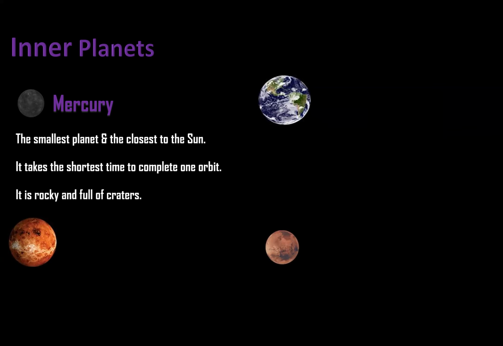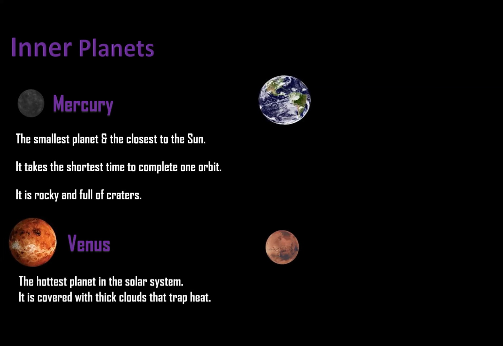The second planet is Venus. Venus is the second planet, but it is the hottest planet. How is it hotter than Mercury? Because Venus is covered with thick clouds, and those clouds trap heat. So this is why Venus is hotter than even Mercury. It is the hottest planet.